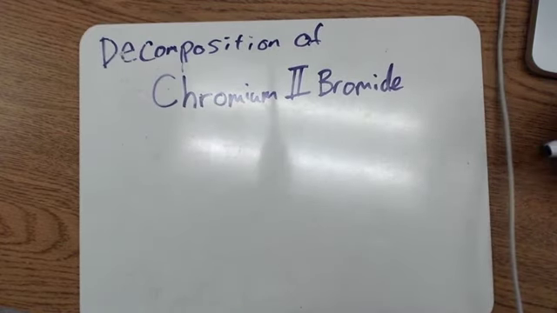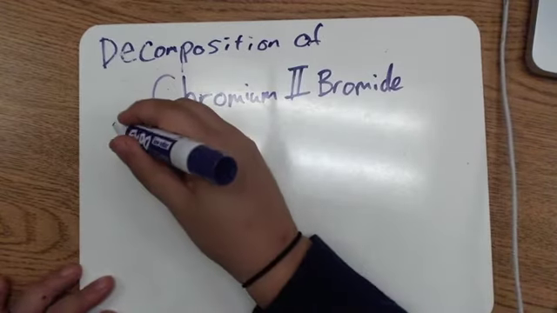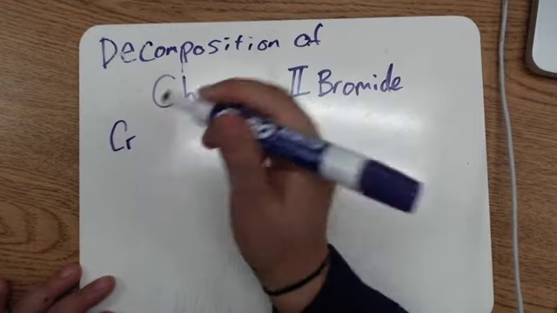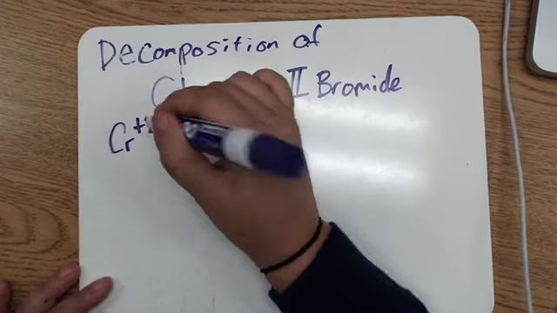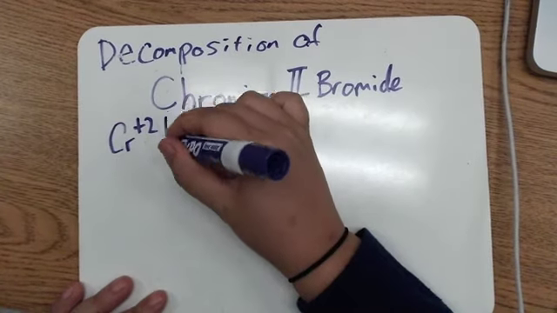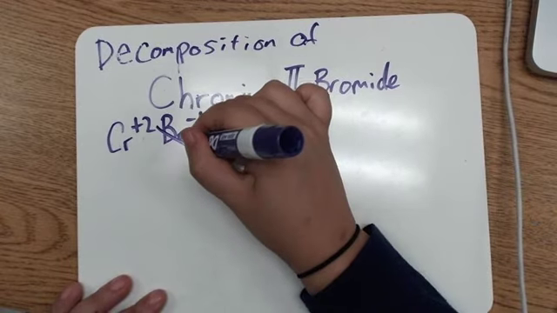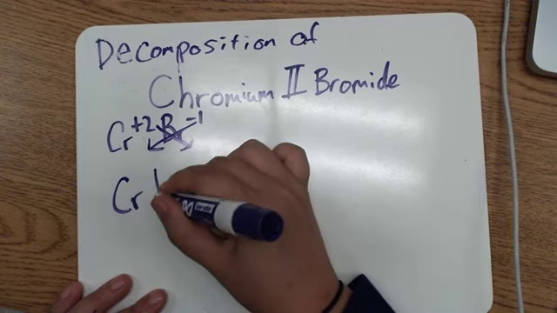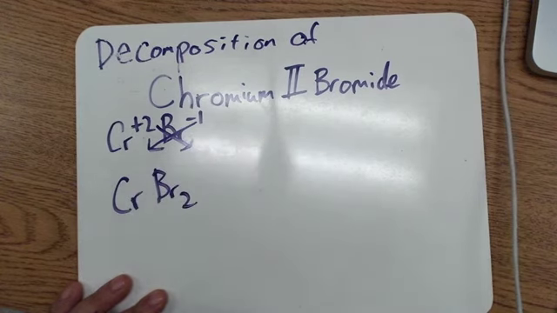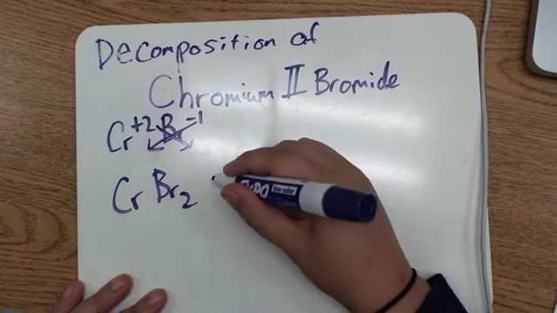The decomposition of chromium II bromide. First of all, we need to know the chemical formula before we decomp it. Chromium is going to be Cr. The 2 does not go on the bottom. It's not a subscript. It's going to be your oxidation number. And then bromine is going to be Br -1. I have to cross. This is going to be CrBr2. We do this because we need to know the chemical formula. If you already know the chemical formula, you don't have to do this.